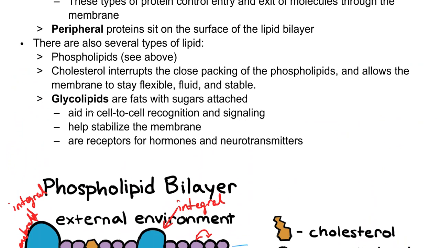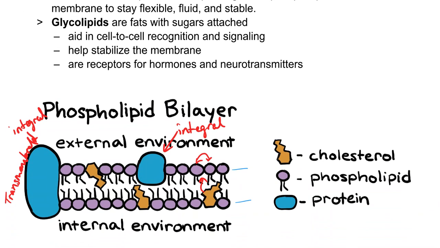Okay, there's also glycolipids, which are fats with sugars attached to them. They aid in cell-to-cell recognition and signaling, and they help stabilize the membrane. They're also receptors for hormones and neurotransmitters. So what we're going to do is skip to the next page, and draw ourselves another picture that's very similar to this, but we're going to define some things in the phospholipid bilayer.